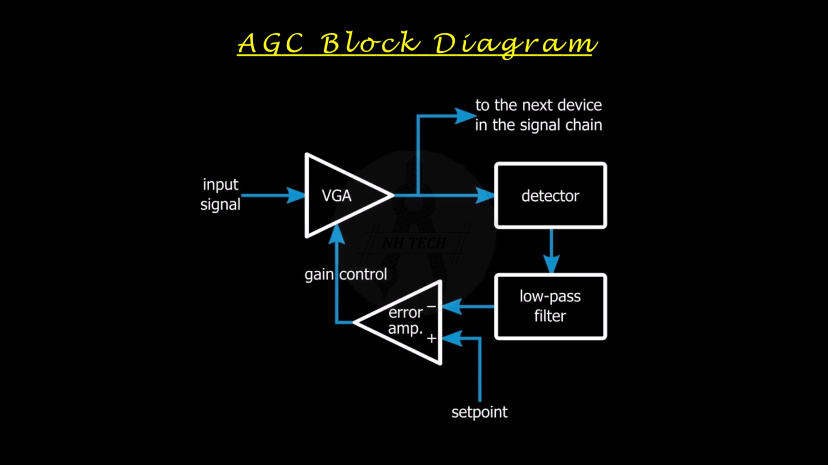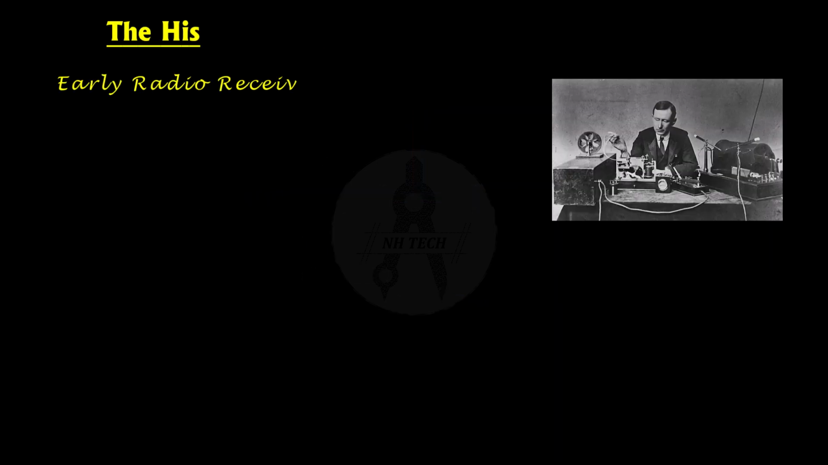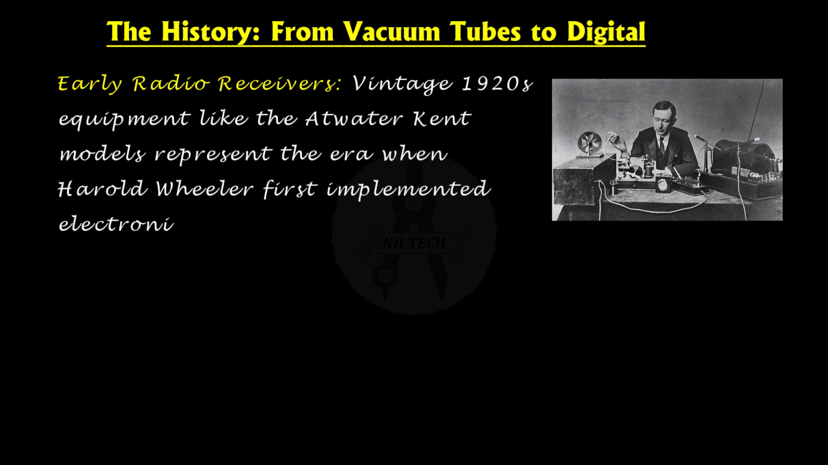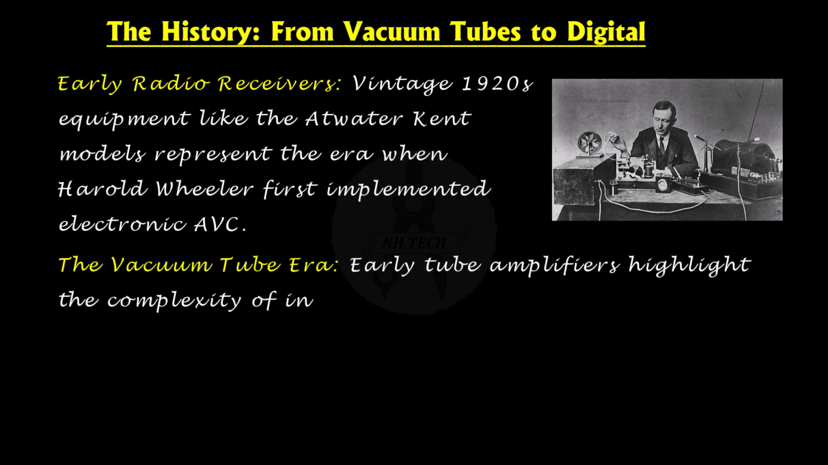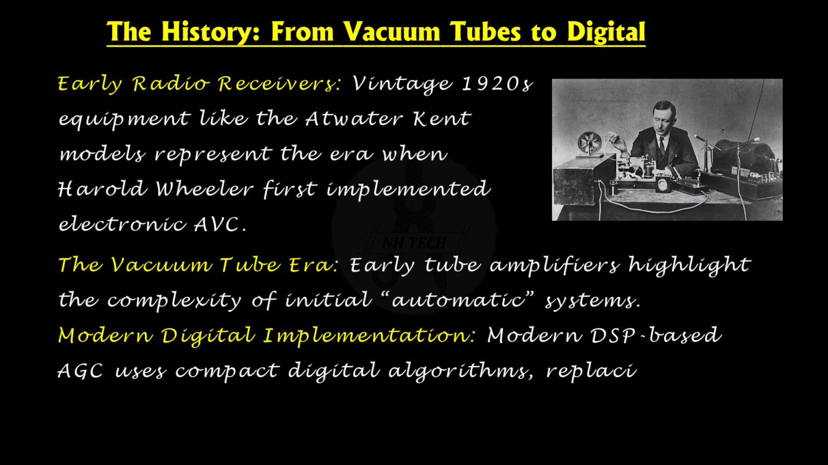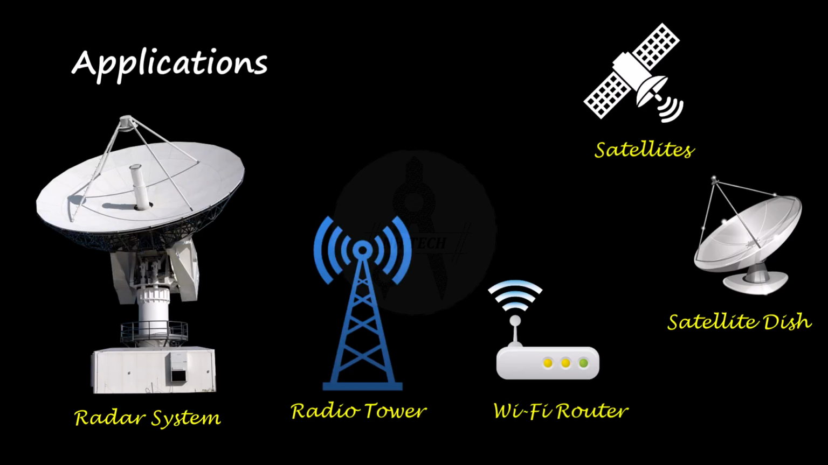AGC is mostly implemented using analog techniques because of the high speed and wide bandwidth requirements in communication systems. It has been used since the early days of wireless communication, and even today it remains a fundamental building block in receivers. You will find AGC in applications like radio receivers, Wi-Fi systems, radar, sonar, and many other systems where signal strength can vary significantly.